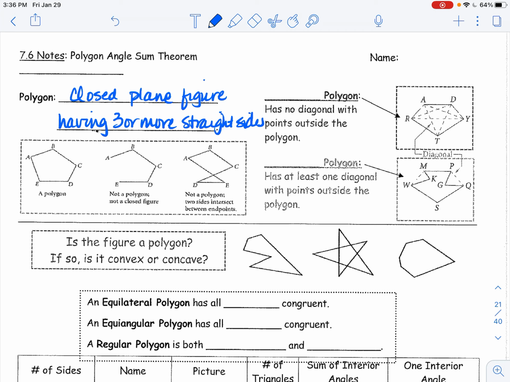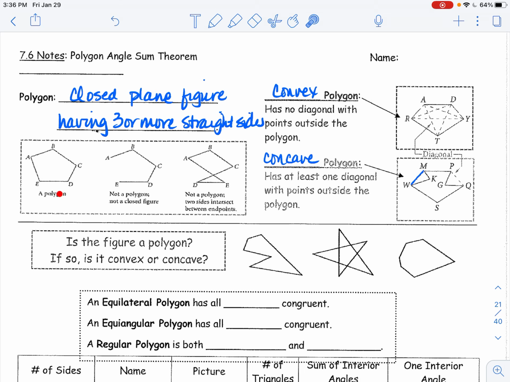So we have two types of polygons. The first one is a convex polygon. It has no diagonal with points outside the polygon. So each of these diagonals between any of these vertices is always going to be on the inside. A concave polygon has at least one diagonal with points outside. If I were to draw a diagonal from M to W, we can see that that is outside the polygon.